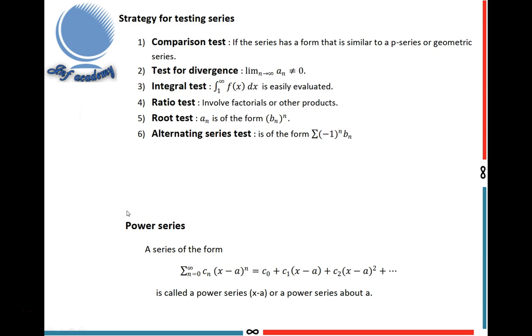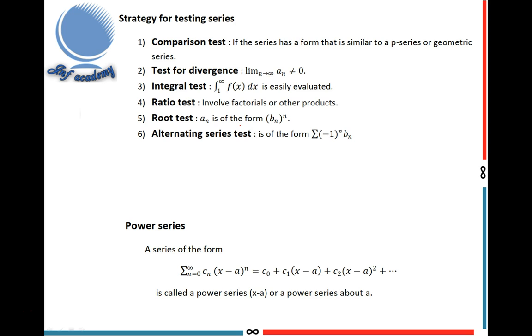Next, strategy for testing series. Now I explain what kind of test should be used for any series. First, comparison test. If the series has a form that is similar to a P series or a geometric series, then one of the comparison tests should be considered. That means comparison test or limit comparison test.